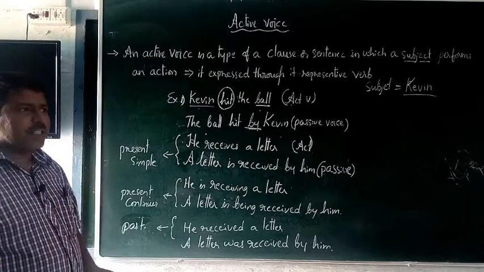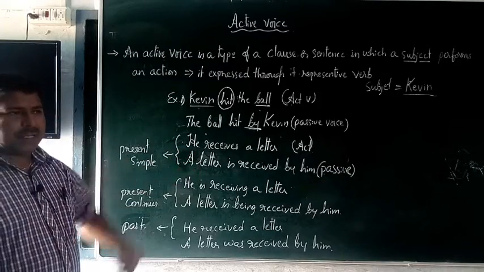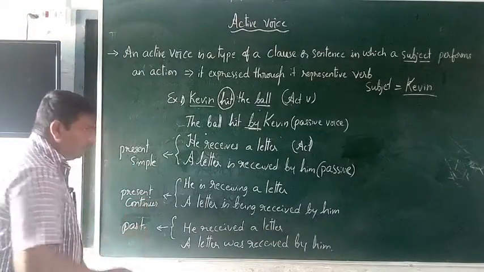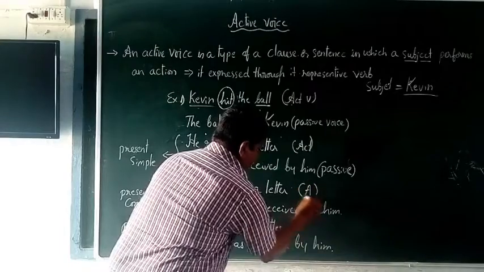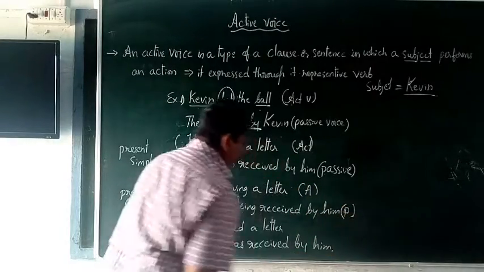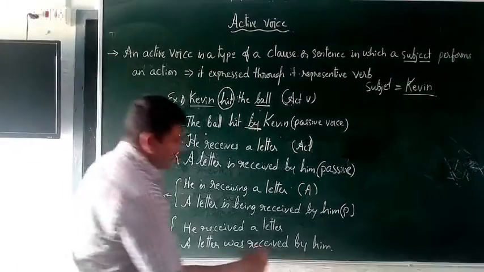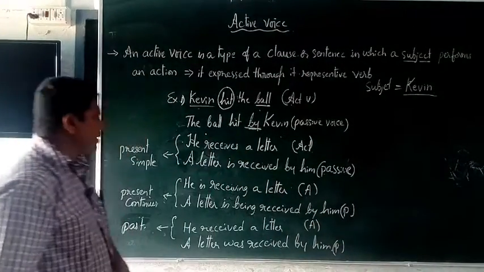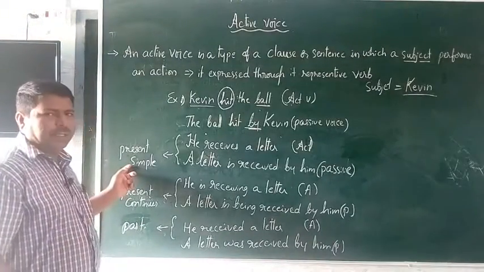In this active and passive voice, we have three kinds of sentences here. One is the present simple active and passive. Second, present continuous active and passive. This is active, this is passive. And third, the past active and passive.